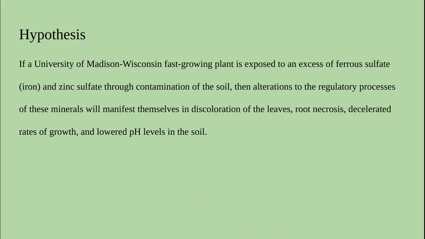So my hypothesis was if a University of Madison-Wisconsin fast-growing plant is exposed to an excess of ferrous sulfate and zinc sulfate through contamination of the soil, then alterations to the regulatory processes of these minerals will manifest themselves in the discoloration of leaves, root necrosis, decelerated rate of growth, and lowered pH levels in the soil.